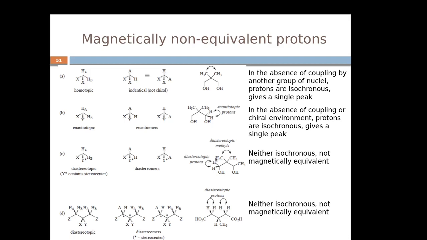So these protons are not isochronous. They give different peaks in the NMR spectrum. Again, these three methyl groups are not isochronous. They give different peaks in the NMR spectrum. So these two sets of protons or methyl groups are not isochronous, and they are neither magnetically equivalent.